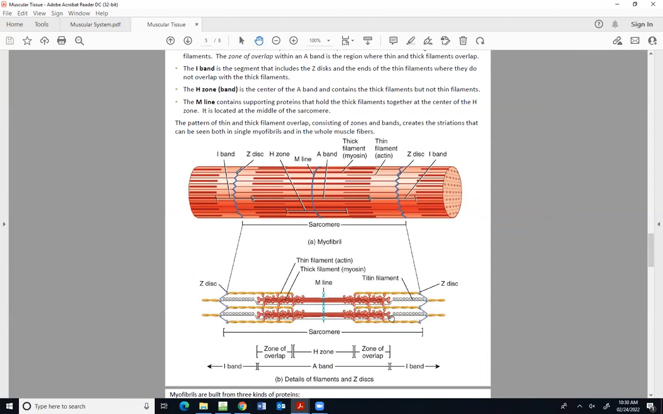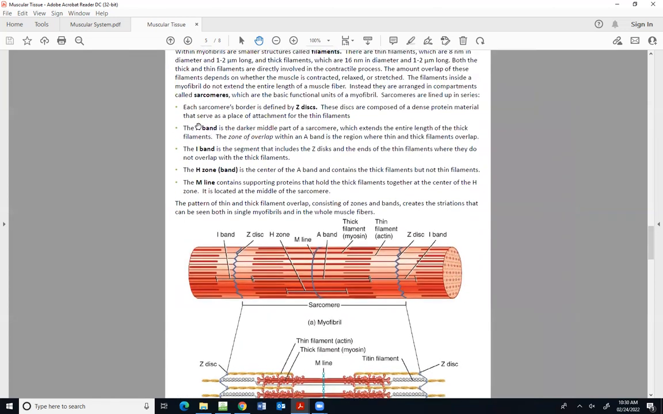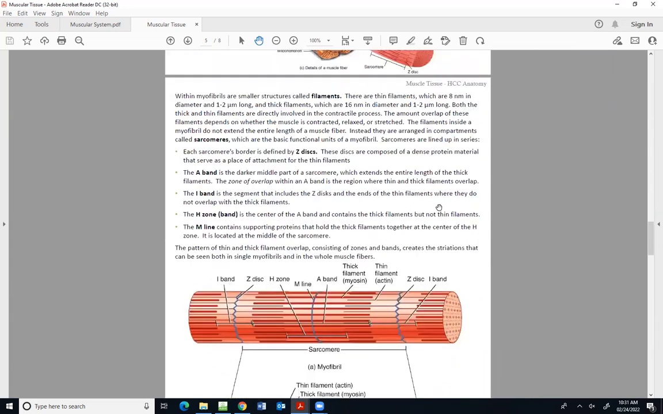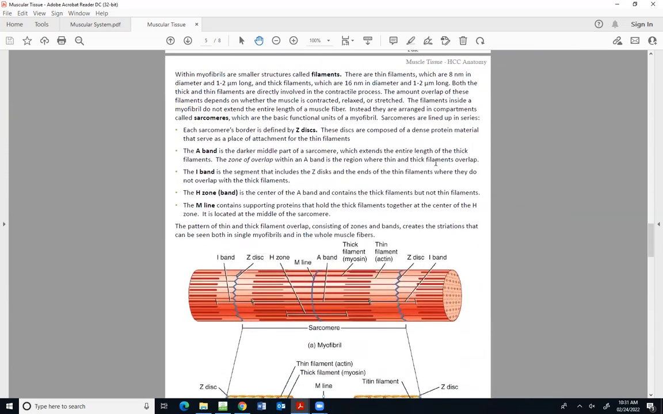We'll first start by talking about what we call the Z-discs. Z-discs form the border of a sarcomere. In other words, a sarcomere goes from one Z-disc on one side to a Z-disc on the other side. That's why, where they've labeled it, the sarcomere runs from Z-disc to Z-disc. So what is a Z-disc? They are a type of dense protein material that serves as the place of attachment for the thin filaments.